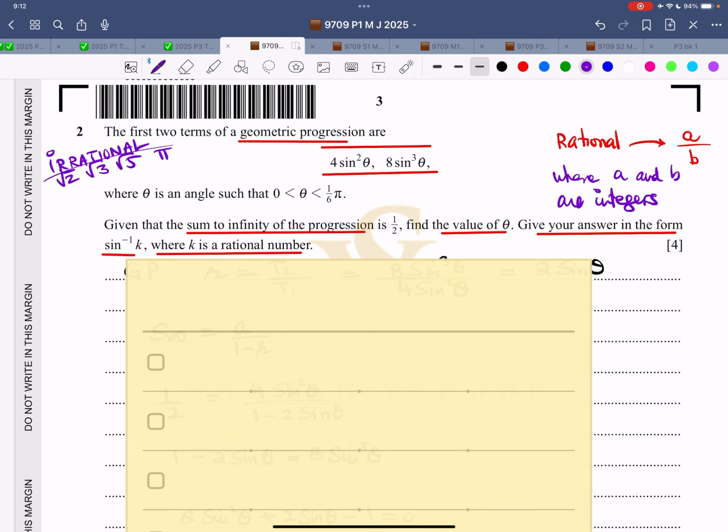So these are irrational. So now over here, this is the first term. Realize that the first term, the T1, is this thing. And this is AR over here. Therefore, I can use the concept that R is T2 over T1. This is T1, this is T2. I'll find the value of R. I'll equate it to this by using the sum to infinity formula, that is A over 1 minus R. I'll find the value of theta.